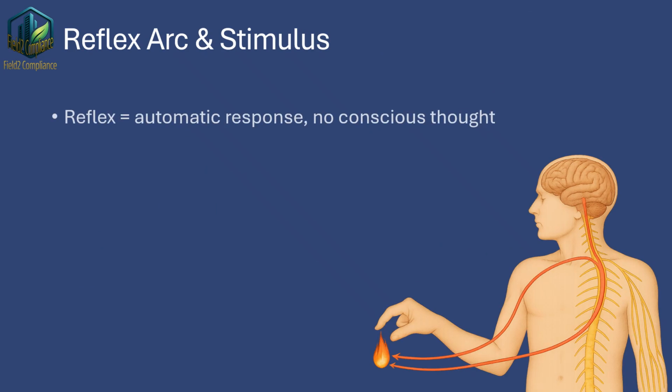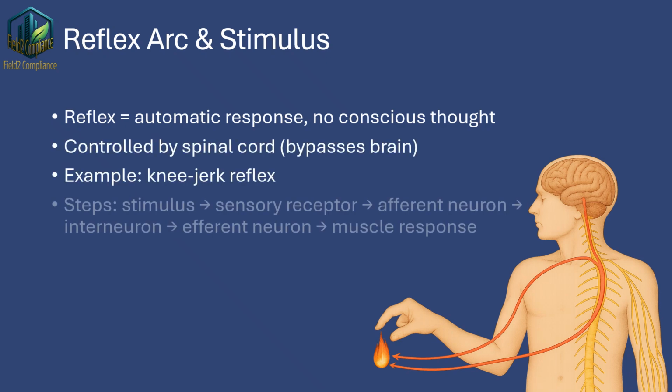A reflex is the simplest act of the nervous system, an automatic response that does not require conscious thought. The reflex arc bypasses the brain and is controlled by the spinal cord. For example, in the knee-jerk reflex, a tap on the tendon is the stimulus. Sensory receptors detect it, sending a signal through afferent neurons to the spinal cord. Interneurons relay the message to efferent neurons, which activate the muscle. The result is a quick, involuntary movement that protects the body.